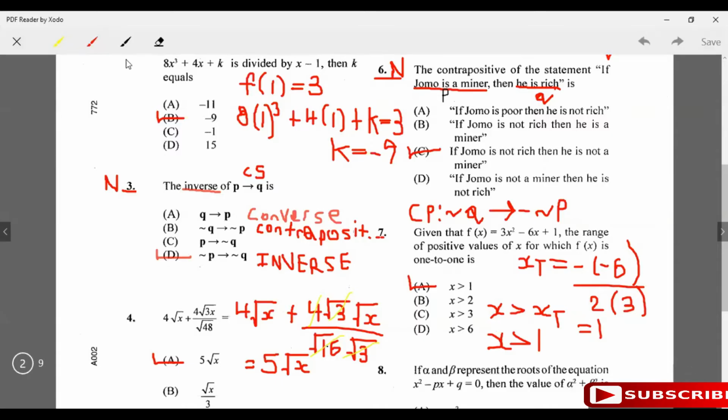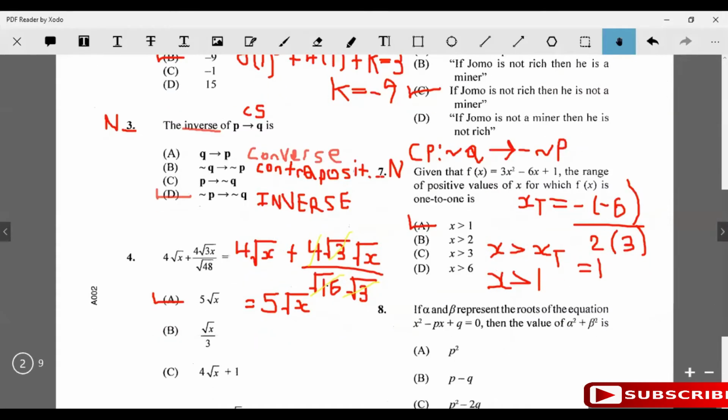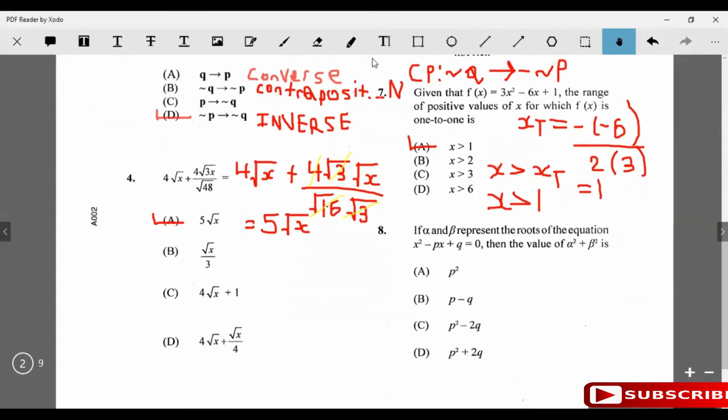So this is another new question. So let me write it right here, N for new. This is a new question. Easy, sort of. Question 8.